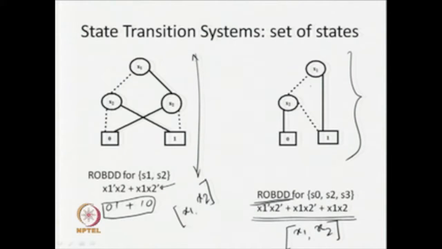So, like that, if we have a state transition system with several states, all those states can be represented with the help of an ROBDD, because those states can be represented with the help of a Boolean expression. Secondly, if you take any subset of those states, again we can write the Boolean expression for that subset, and this Boolean expression can be represented with the help of an ROBDD. So, we can now say that a set of states can be represented with the help of ROBDDs.